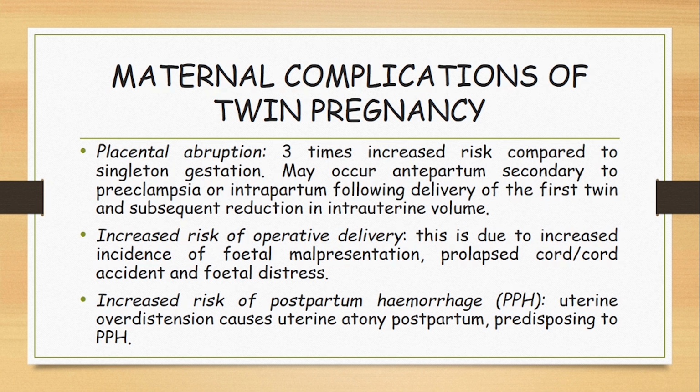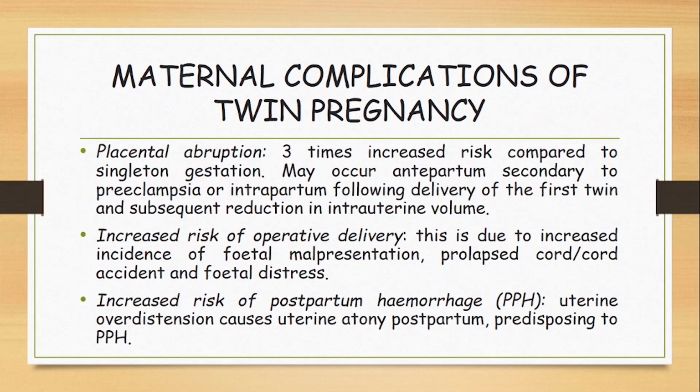Again, we can have placental abruption. It's about 3 times as common compared to singleton pregnancy. It increases because of the incidence of preeclampsia in multiple pregnancy. Or it can follow delivery of the first twin and the subsequent reduction in intrauterine volume, where the placenta can just shear and the woman can bleed. So placental abruption is a major complication that can be seen in twin pregnancy.